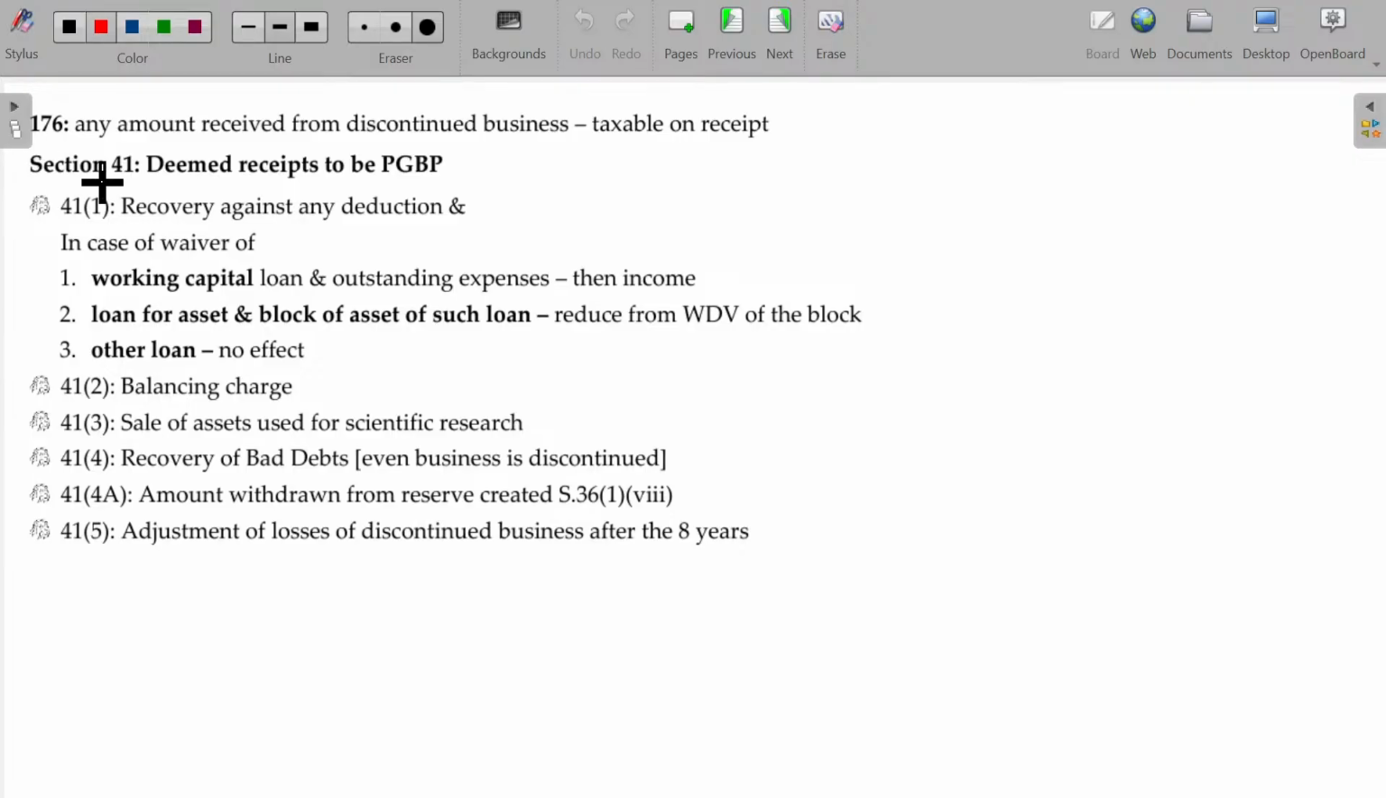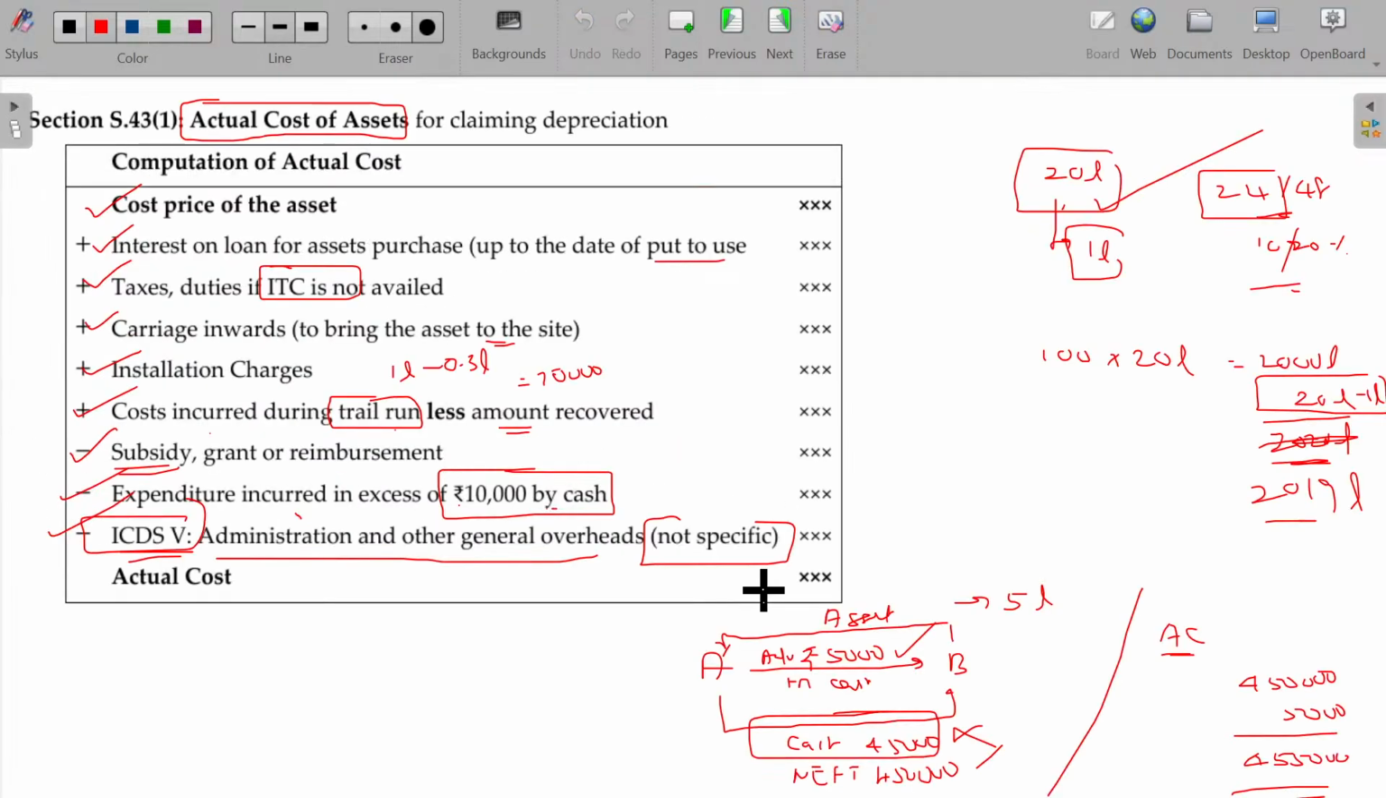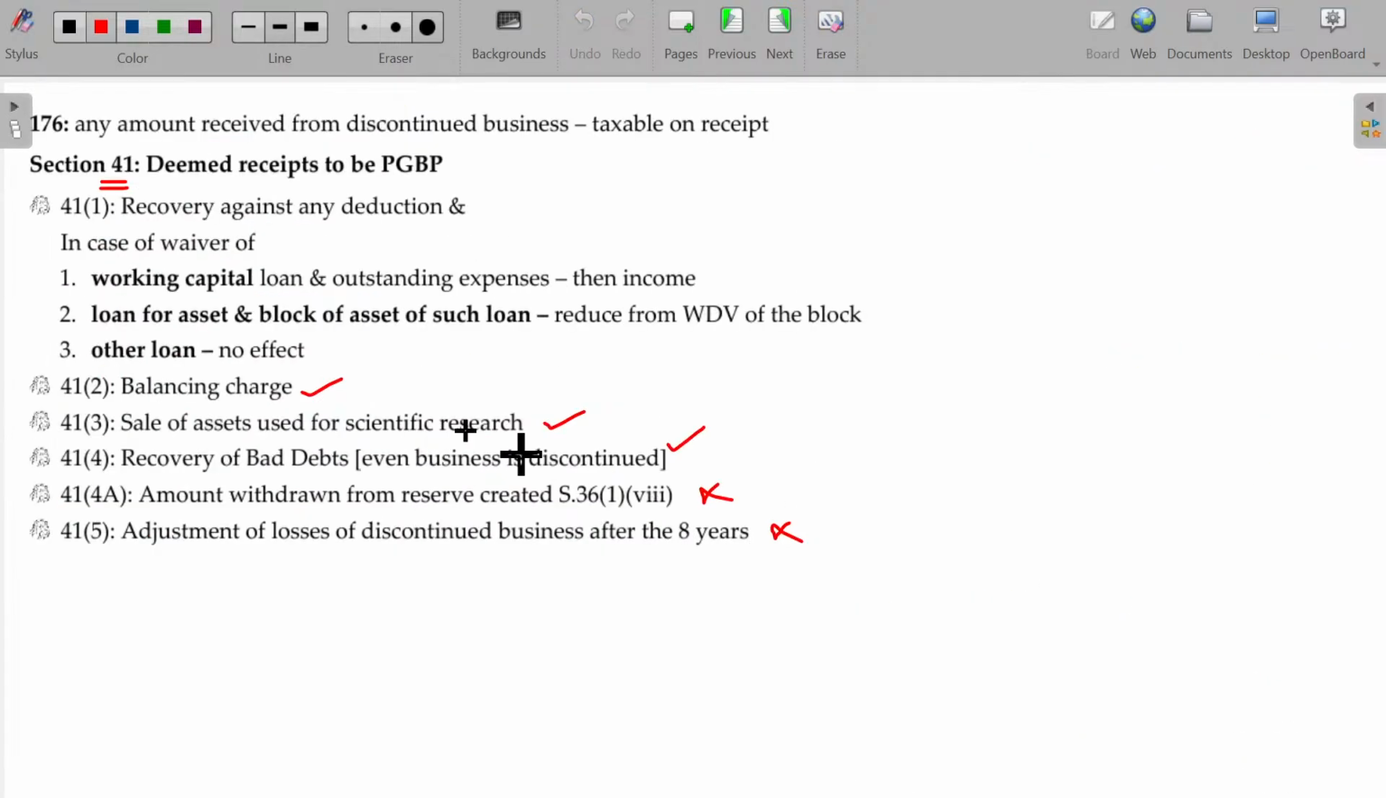Now, section 41. Already we have completed 3 of this section. One is all about 41 class 2 balancing charge, 41 class 3 sale of assets used for scientific R&D, 41 class 4 recovery of bad debt. Of course, you can simply skip these two for CA inter level. So you better understand section 41 class 1. You have claimed any deductions in a previous year. Later on you recovered that amount, then on recovery that will be your income.